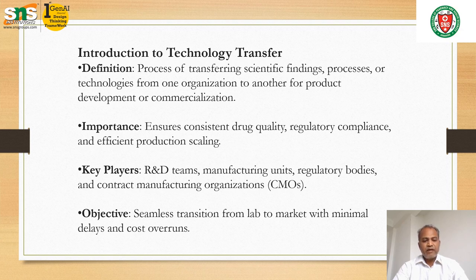Next, key players. So what are the key players involved in the technology transfer? First, research and development teams. Without the proper research and development, it is impossible to go for the further process. Next, as usual, concurrent flow of manufacturing units, regulatory bodies and CMOs. So the objective of the technology transfer is a seamless and crystal clear transition from lab to market with minimal delays and cost overruns in the competitive global market.